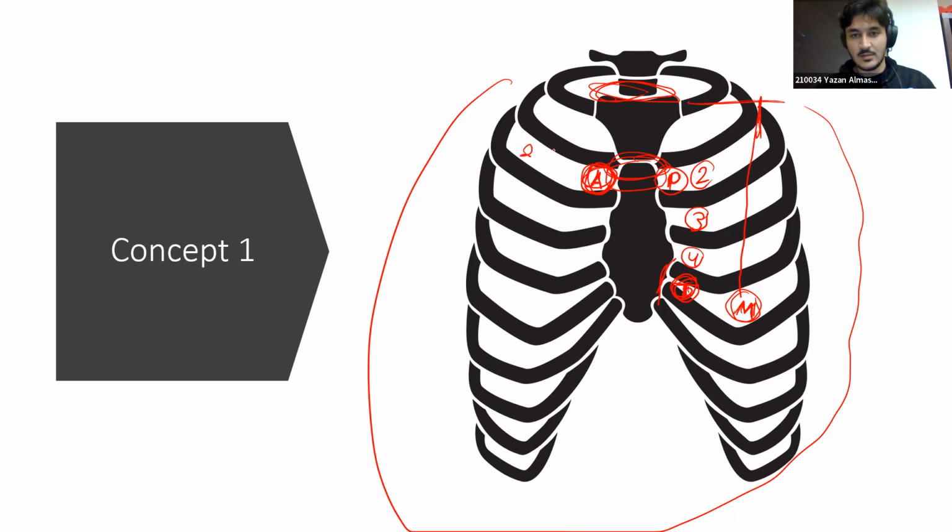So again, the concept here is we have an aortic valve on the right, second intercostal space, and the pulmonic valve will be on the left, second intercostal space. The tricuspid valve is in the fifth intercostal space at the sternal border, and the mitral valve will be at the midclavicular line, fifth intercostal space, or around the nipple area.